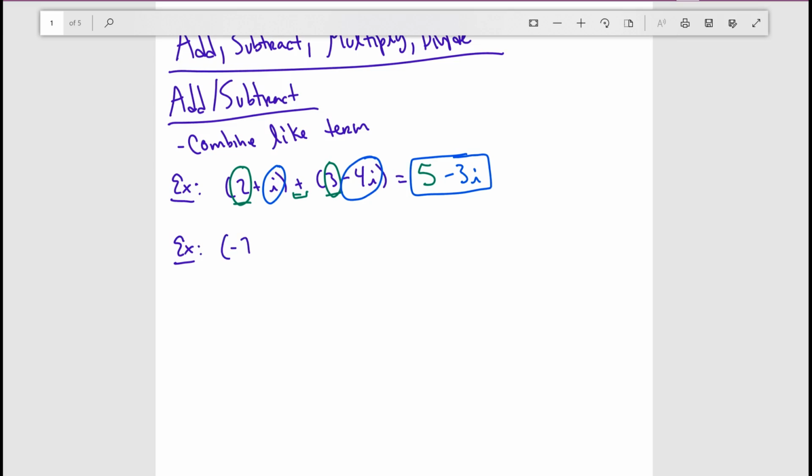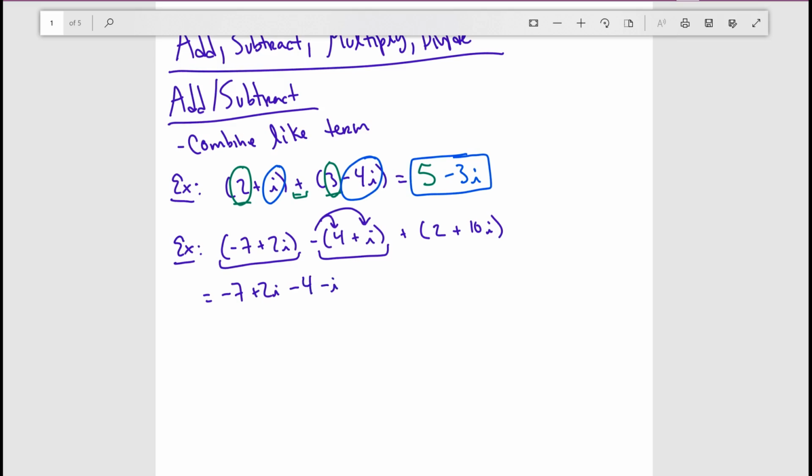So let's say we had negative 7 plus 2i, minus 4 plus i, plus 2 plus 10i. Let's first start off with the first two complex numbers, and then we'll take care of the other one. One thing that you can do is distribute this negative. So you're going to get negative 7 plus 2i. The parentheses don't really matter, they can be dropped. Minus 4 minus i. Then this plus, you can distribute it too, but it's not really going to do anything. It's just going to be plus 2 plus 10i.